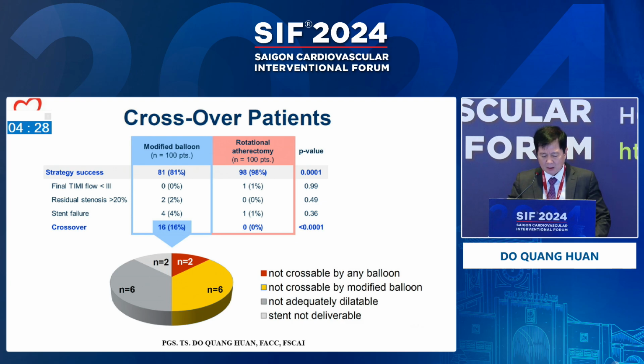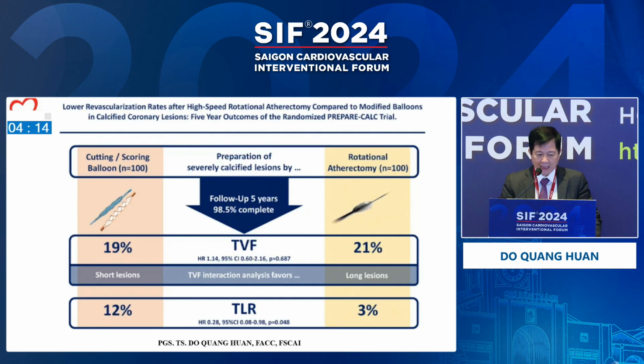And in some patients, the operator cannot cross any balloon, or modified balloon, or achieve adequate dilatation, and they should use the Rotablator. In the 5-year follow-up of the prepared calcified lesions in the rotational atherectomy arm, the TVF is less than with the cutting balloon, and TLR is less in comparison with the cutting and scoring balloon.